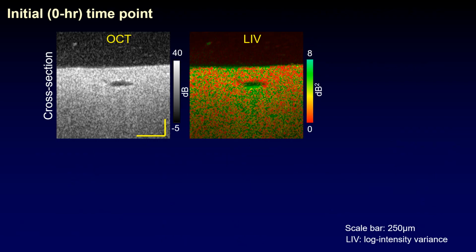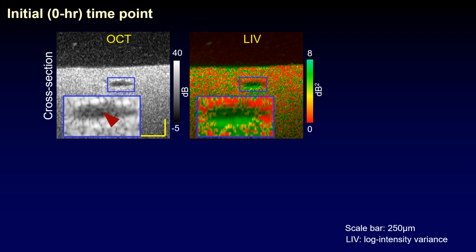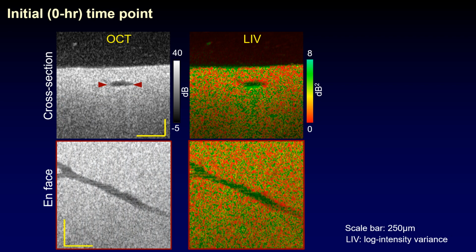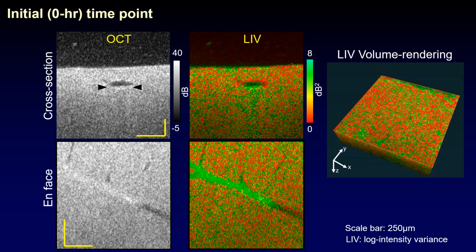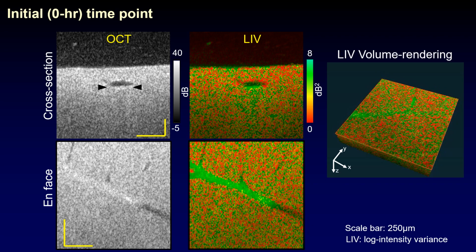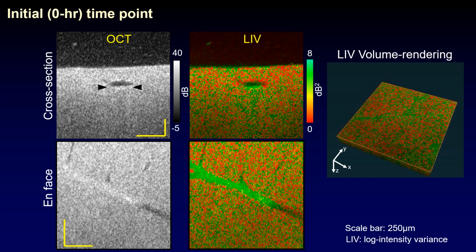Dynamics imaging of healthy mouse liver just after the sacrifice is shown here. The lumen appeared as a hypo-scattering region in the cross-sectional OCT image, whereas the cross-sectional LIV image shows high temporal fluctuation of OCT intensity just beneath the lumen. The en-face image at this depth location shows the vessel structure in OCT intensity, whereas the en-face image just beneath the vessel shows high LIV, and it also appears as a vessel-like structure. Cutaway volumetric visualization of LIV shows high dynamics just beneath the vessel at deep regions of the mouse liver tissue.